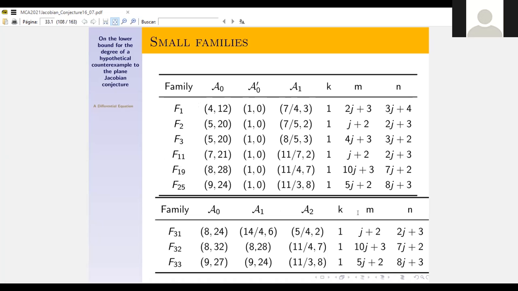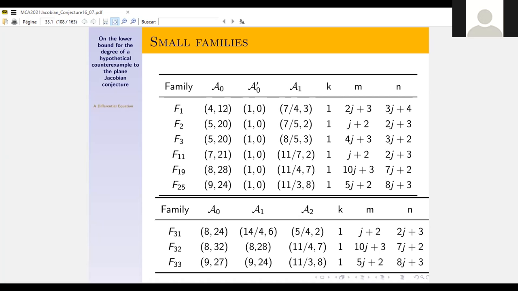Why do we look at this table? Look here, we want to have all the cases such that the degree is lower than 125. So 125 divided by 3 is 41. That's the reason I chose 42 as the limit.